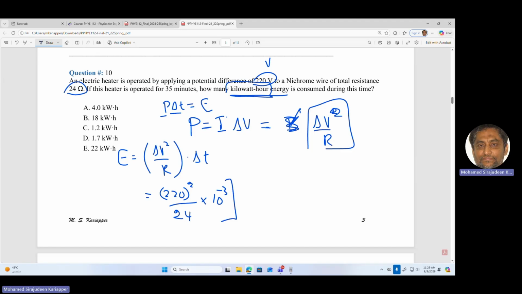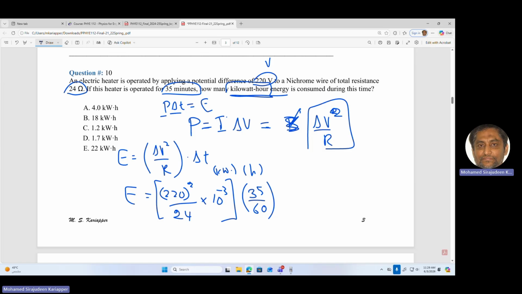To do that, I have to multiply by 10 to the minus 3 or divide by 1000. Multiply by the time, 35 minutes. But I want to convert that into hours. How do you convert the minutes into hours? Divide by 60. So this will be kilowatt and this will be hour. So we get the energy in the required unit.